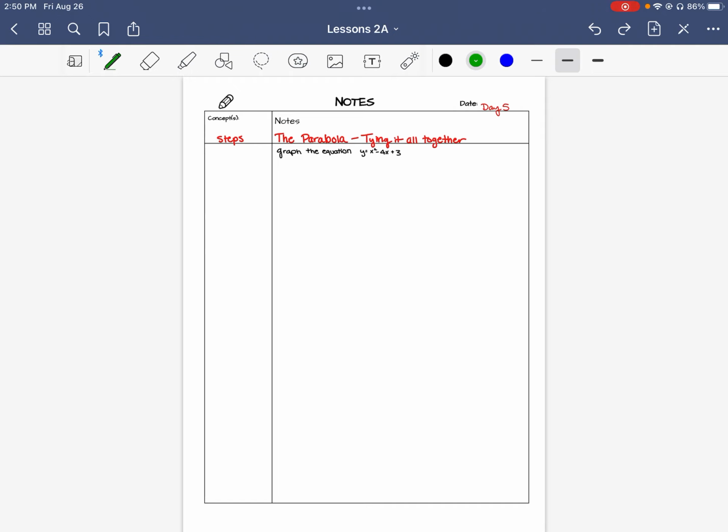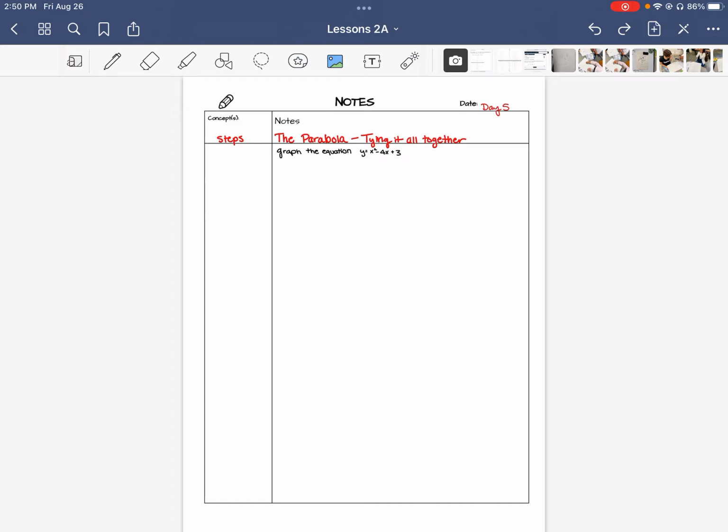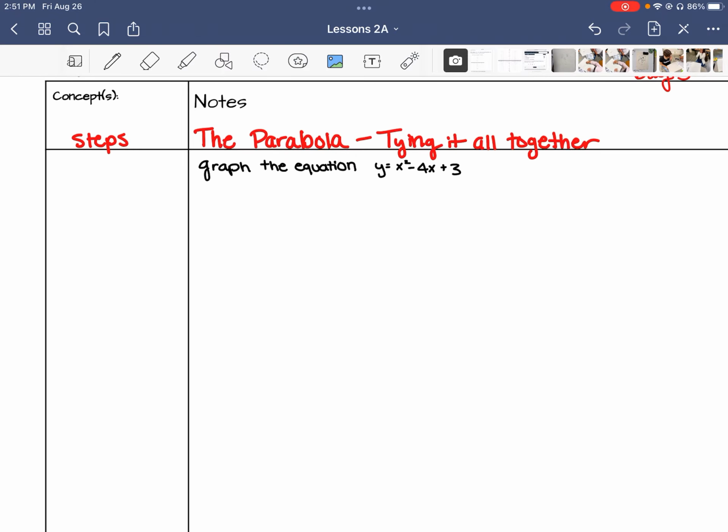Since we are graphing, I recommend you either draw a graph at the bottom of the paper or you have graph paper next to you. Luckily, I have technology to help me out, so I'm going to just insert a graph right over here really quick. Okay. So to graph, I'm going to go through the steps I have been going through in the past week that we've been learning this. So step 1, I'm going to find my axis of symmetry.